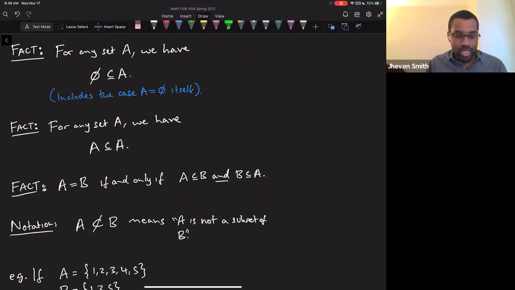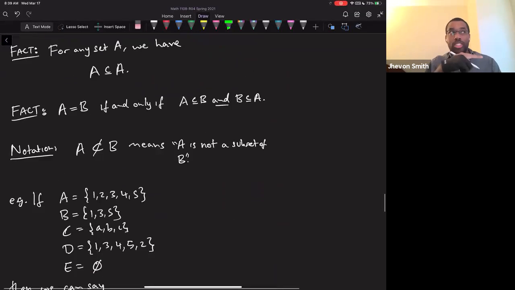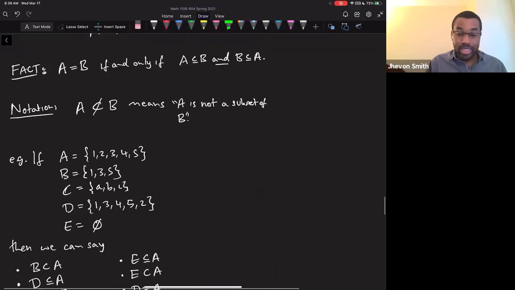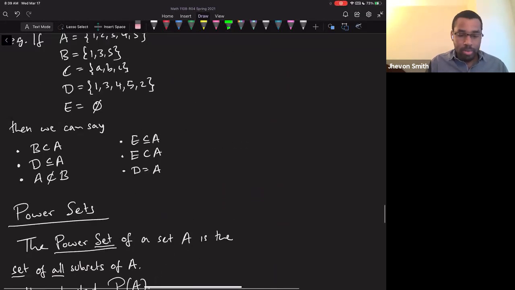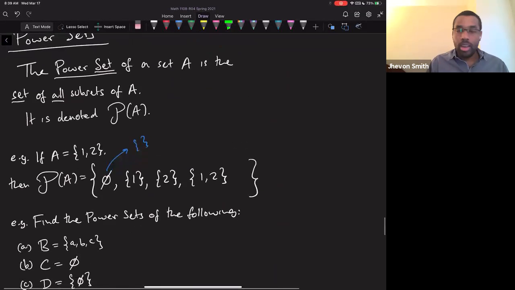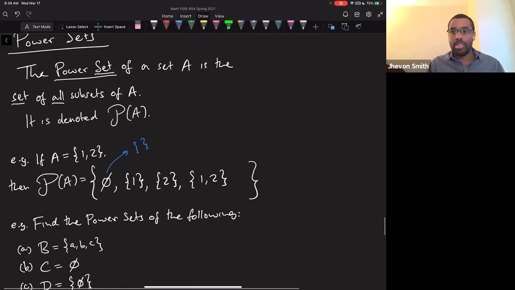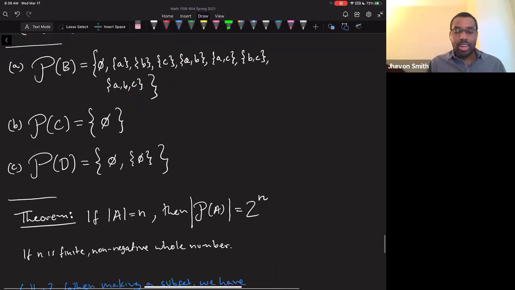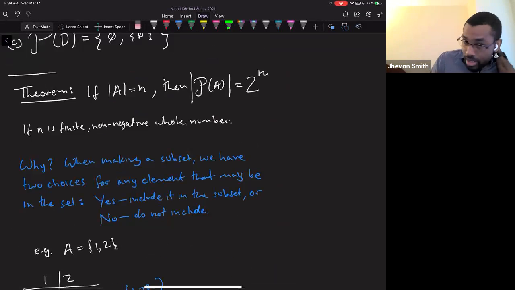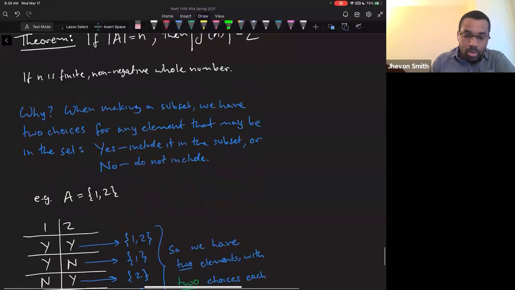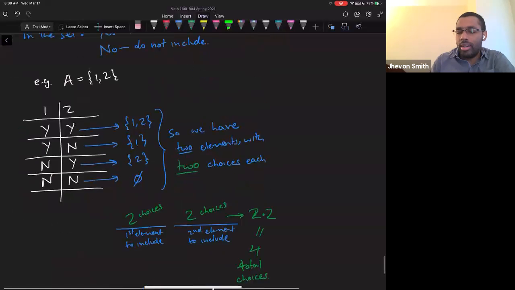Every set is a subset of itself. And two sets being equal means they're subsets of each other at the same time. We did some examples of that. We also looked at power sets. This was the set of all possible subsets of any given set. We saw that if a set has n elements in it, so it's a finite set, the power set will have 2 raised to the n elements in it. And we did a very small illustration of why that is. It's because you have to make 2 choices for every element in the set.